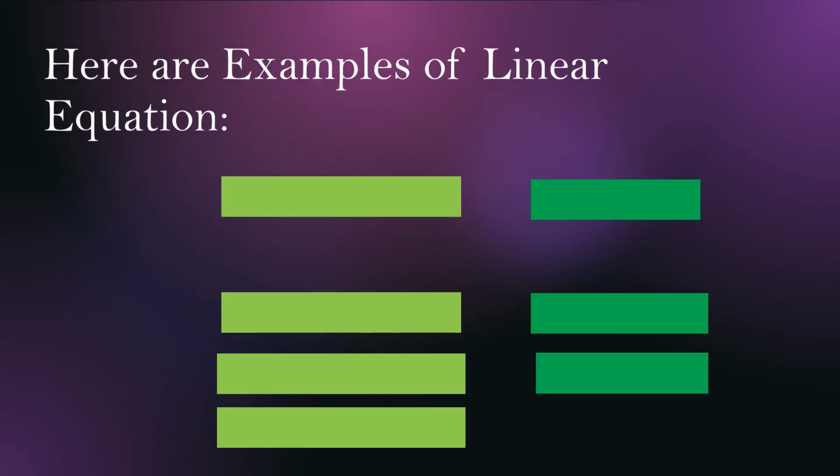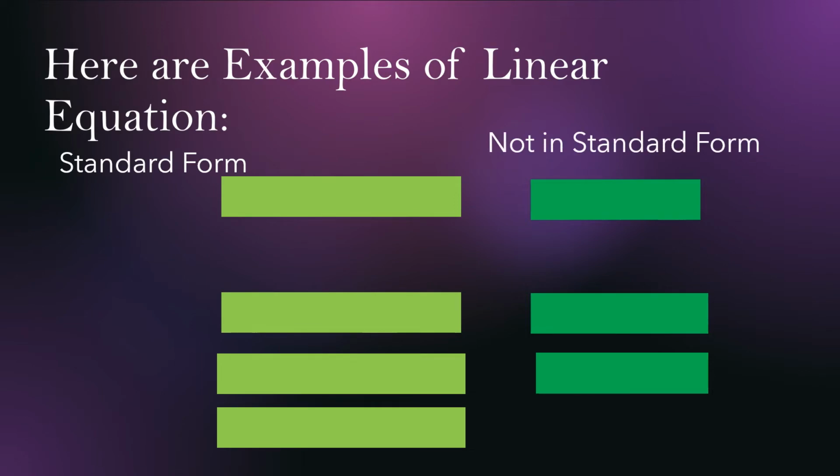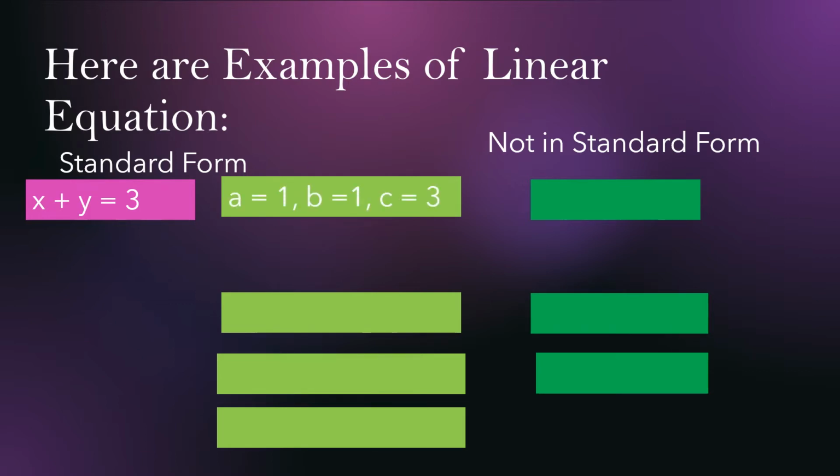So I have here examples of linear equations in standard form. We have x plus y is equal to 3, wherein a is the numerical coefficient of x, and that is 1. b is the numerical coefficient of y, and that is 1. If there is no number written there, it means it's 1. And c is the constant value here. That is 3.